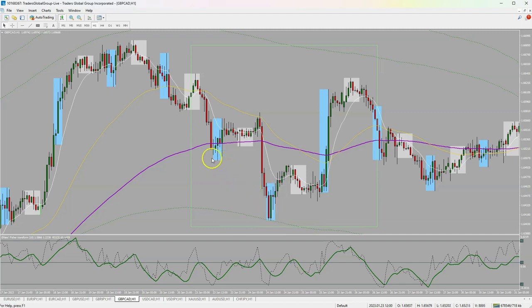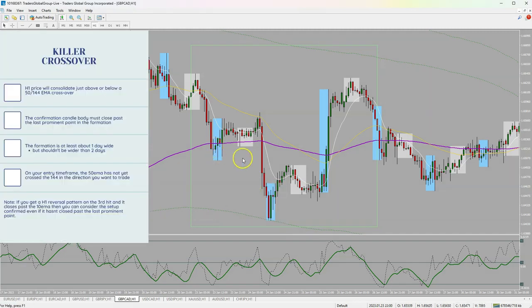So let's go over the rules. The price is consolidating under the 50 and 144 moving average crossover in this example. Once again, we need that crossover to be either somewhat in the middle or at least over to the right of the consolidation. Then you need a confirmation candle to close past the last prominent point within this formation.